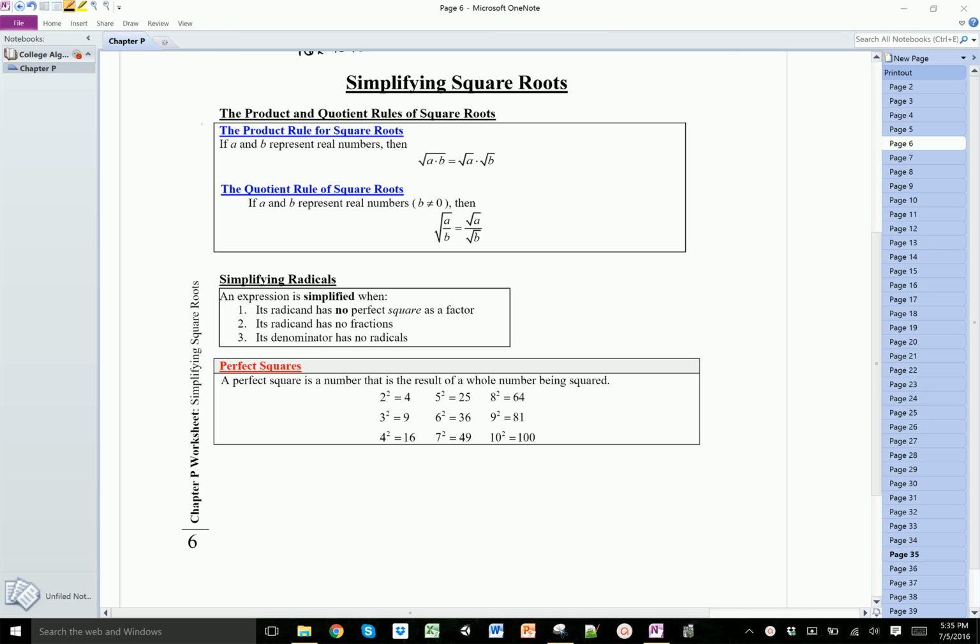So a square root is considered simplified if its radicand, and the radicand is the thing inside the square root, has no perfect square factors, if its radicand is not a fraction, and if you have a fraction, there is no radical in the denominator. It helps when you're looking for the perfect square factors to have a list of them or to have them memorized.